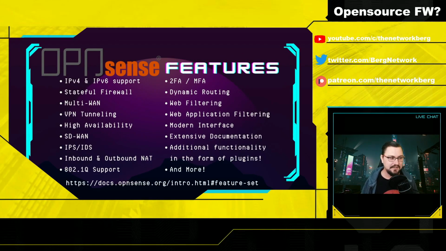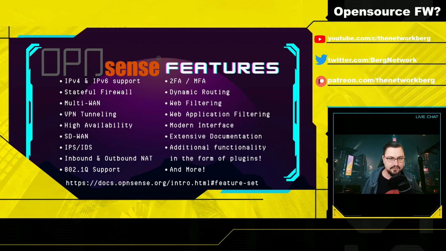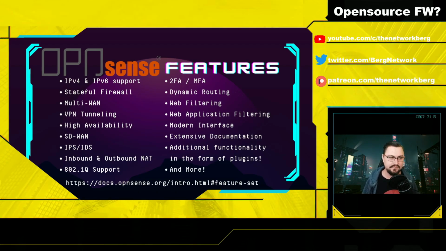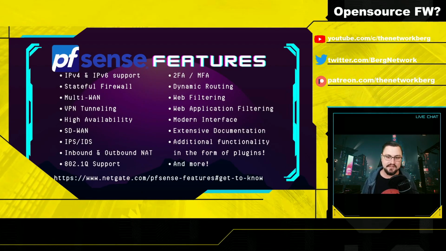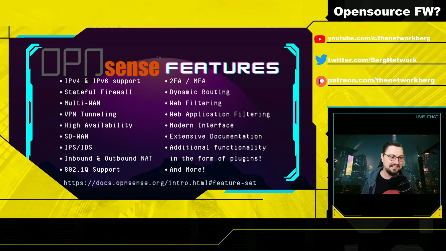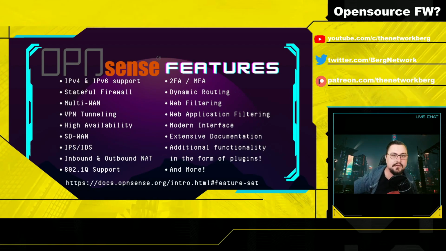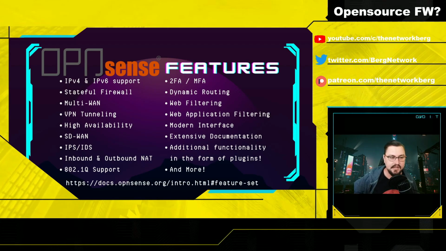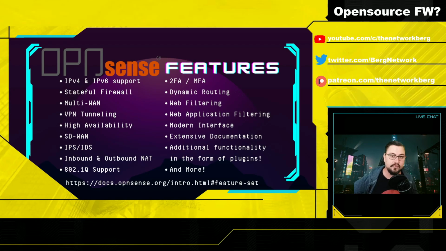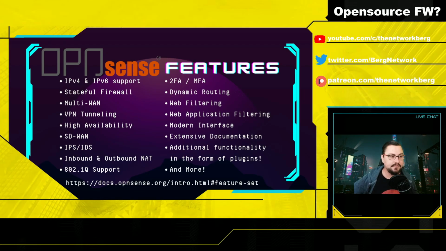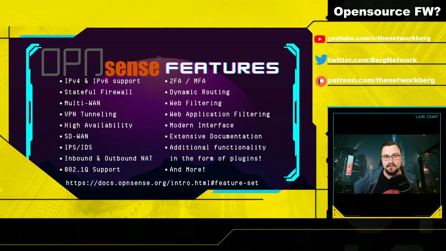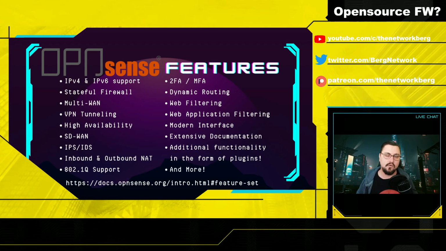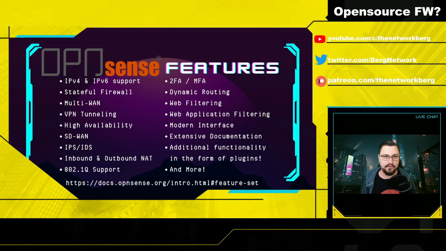Now, Opnsense features. Now, this slide is actually a little bit of, I don't want to say a joke, because both firewalls pretty much do what the other firewall does. If I go to the next slide, where there's the Pfsense features, I basically copied and pasted this. Reason being, they are both supposed to be next generation firewalls. They are supposed to be able to do stuff like IPv4 and IPv6. They're supposed to do stateful firewall or stateful packet inspection. It's supposed to be multi-WAN. It does VPN. It does high availability. There is SD-WAN in the form of ZeroTier with Opnsense or Tailscale with Pfsense.